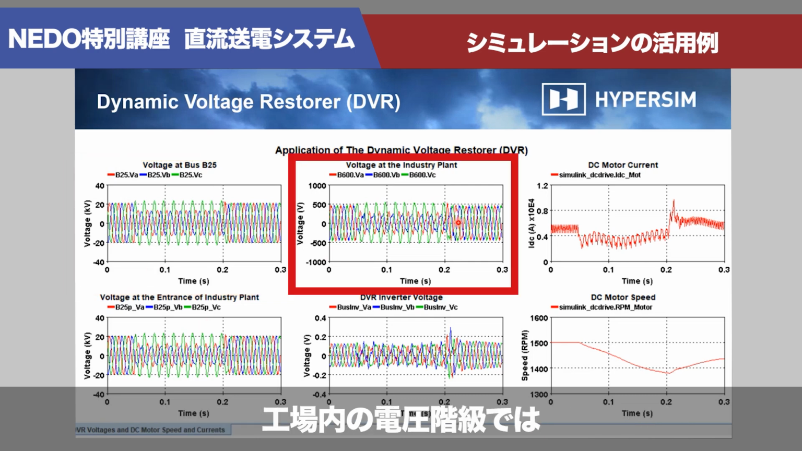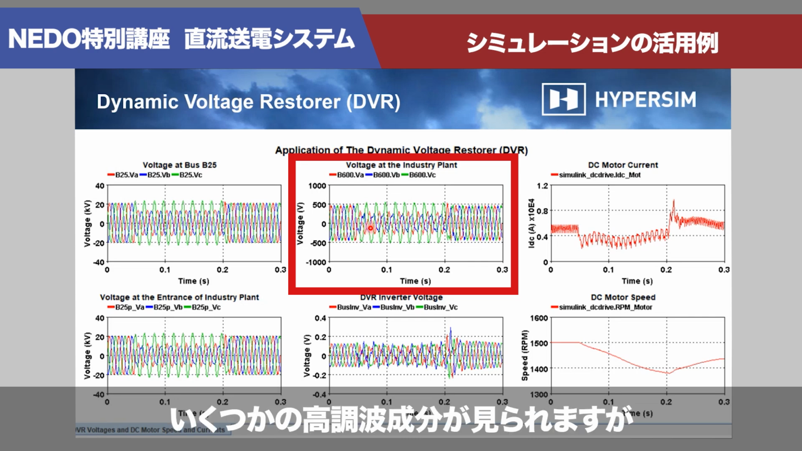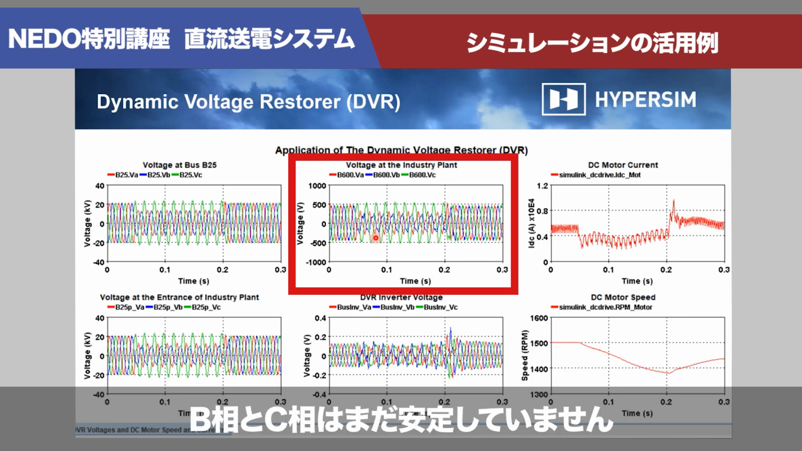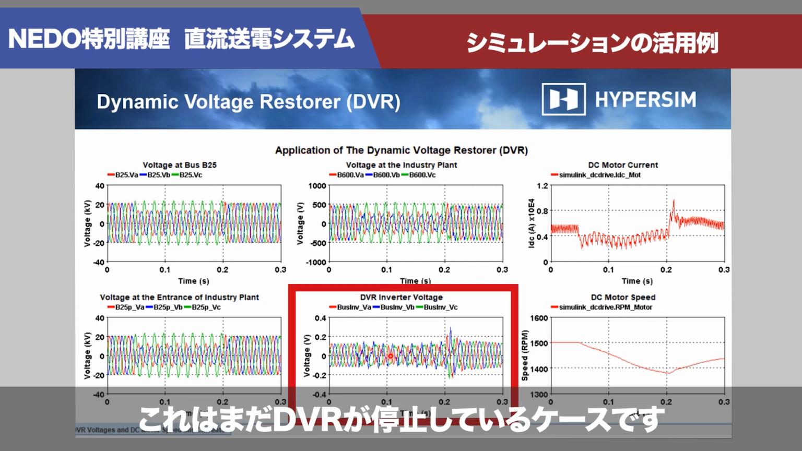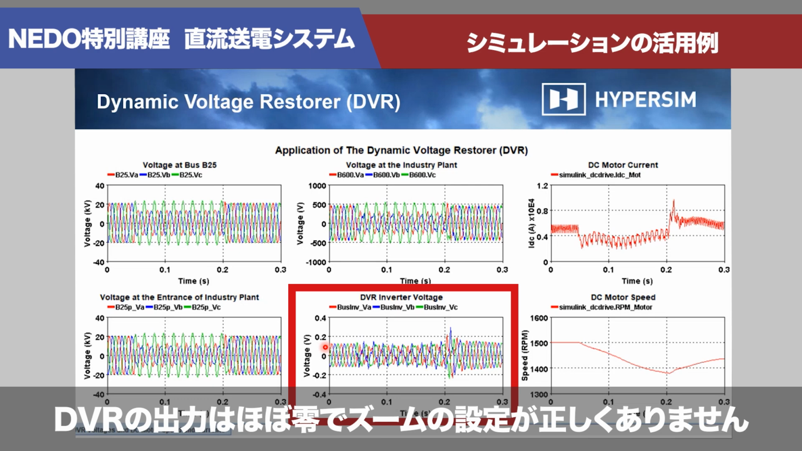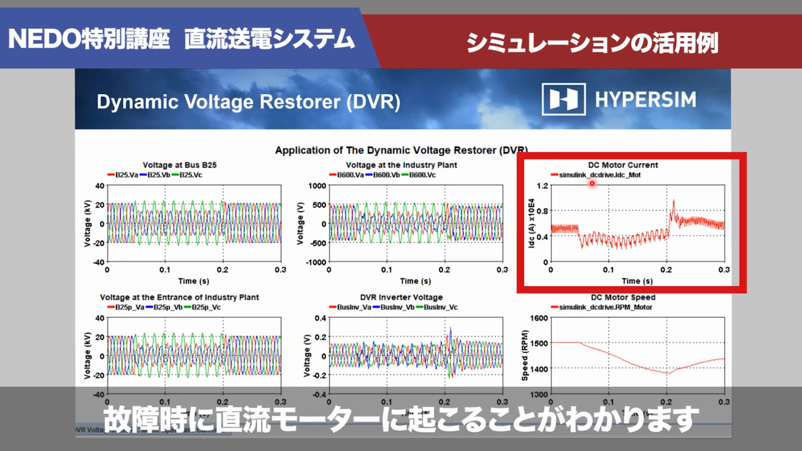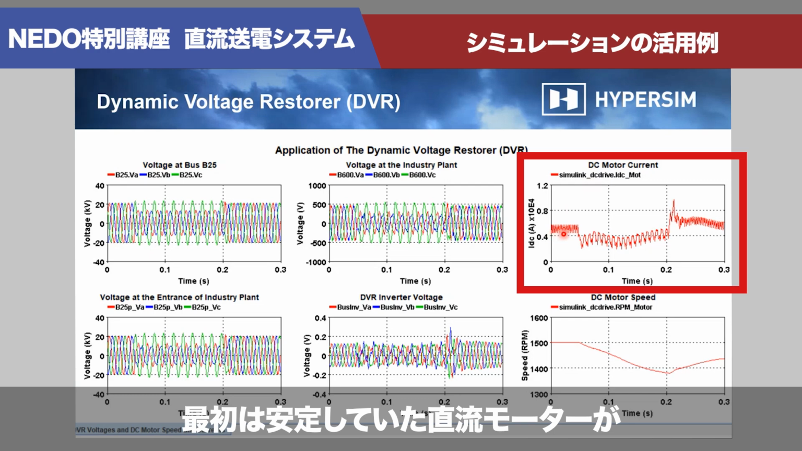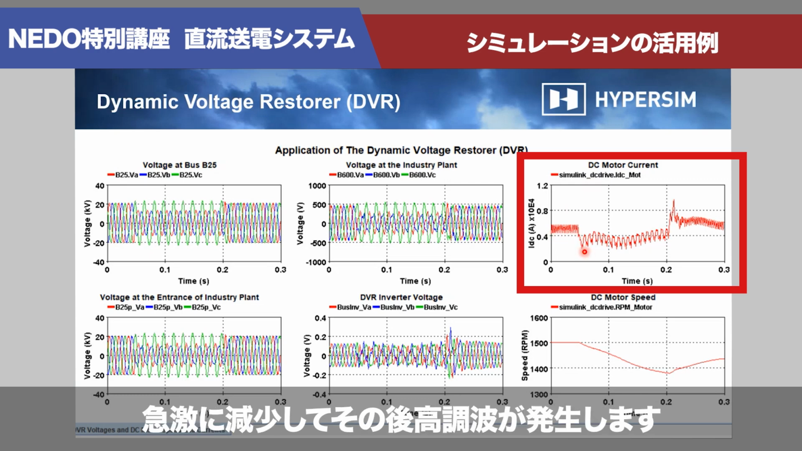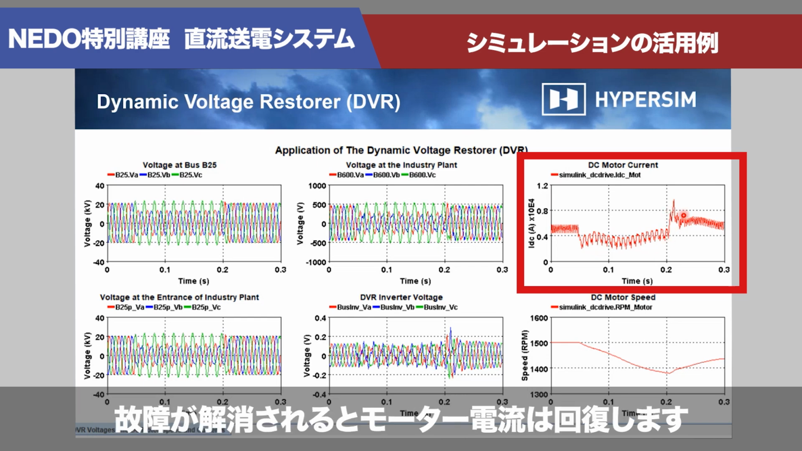So at the plant level, you can see that you have some harmonic content, but still phase B and C is not good. And again, the DVR is off, 0.2 volt, don't forget about that, it's 0. The zooming is not correct on this picture. And then you see what happens when you have a fault in the DC motor. The DC motor current, which was stable first, has a sudden drop down, and then some harmonics, and then when the fault is cleared, it's going back up.